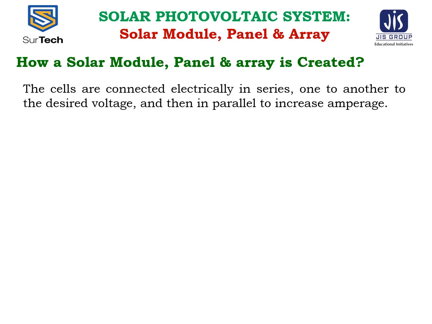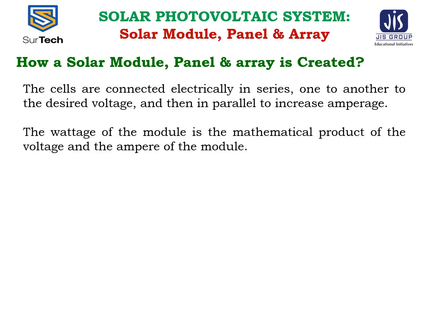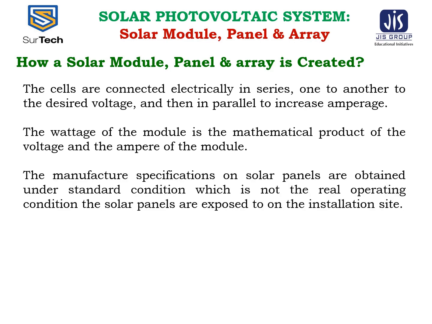The cells are connected electrically in series one to another to the desired voltage and then in parallel to increase the amperage. The wattage of the module is the mathematical product of the voltage and the ampere of the module. The manufacturer specifications on solar panels are obtained under the standard condition, which is not the real operating condition the solar panels are exposed to on the installation site.